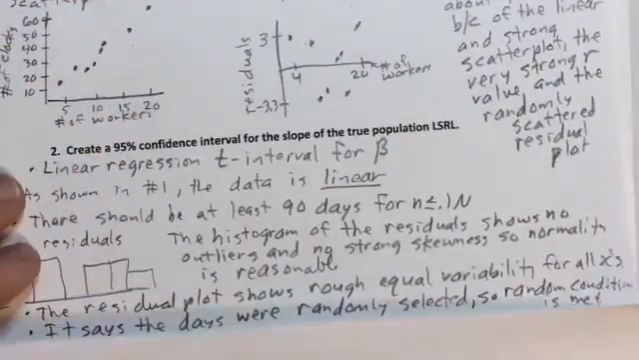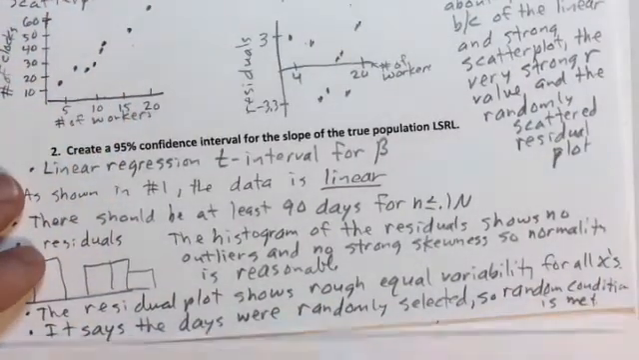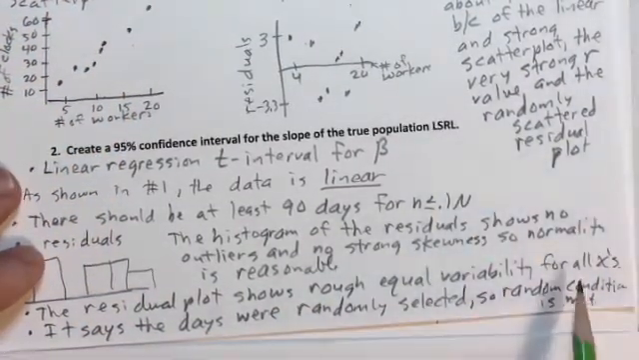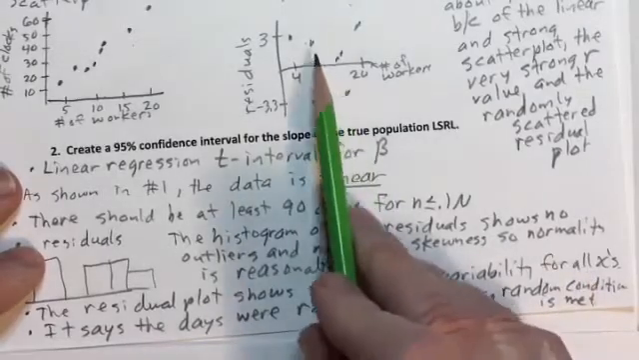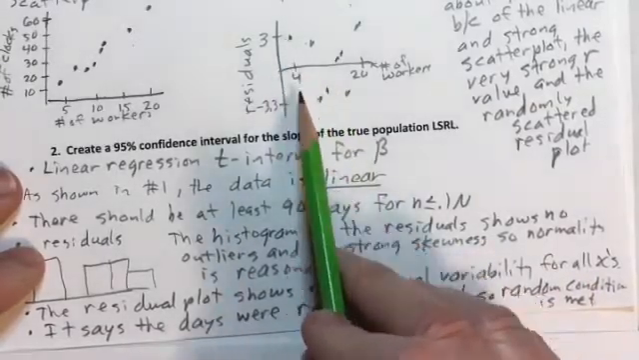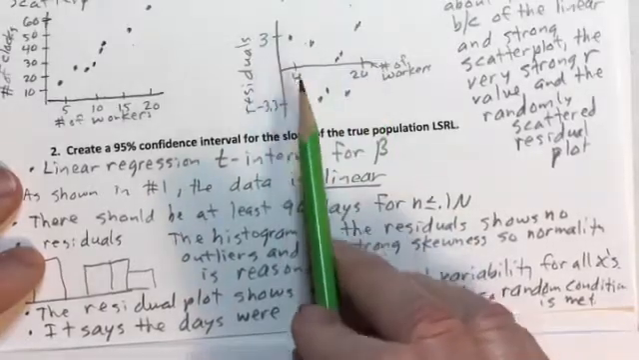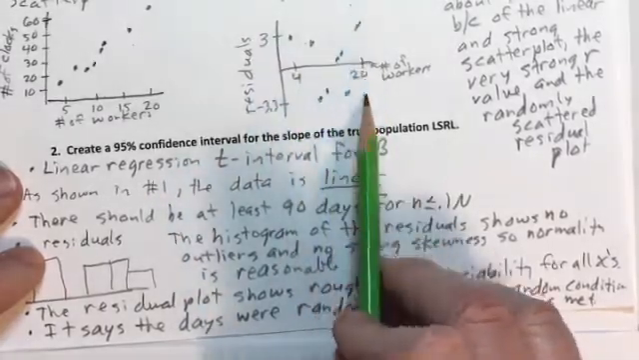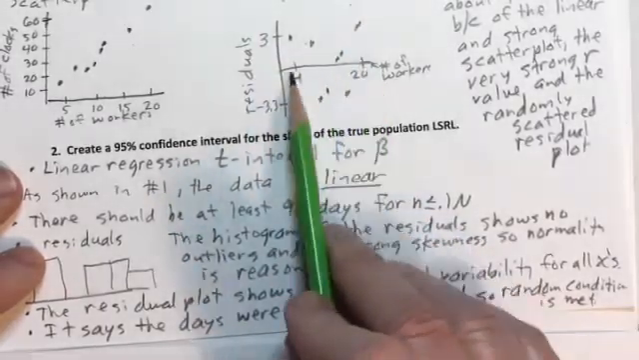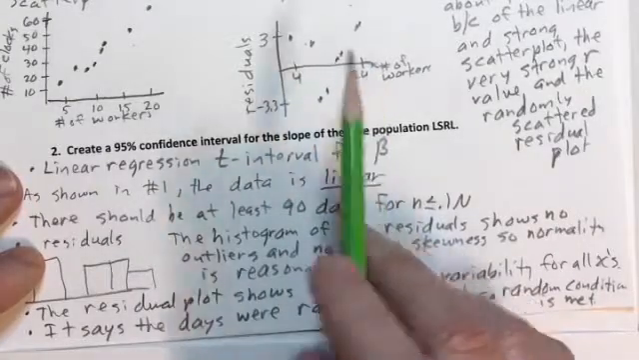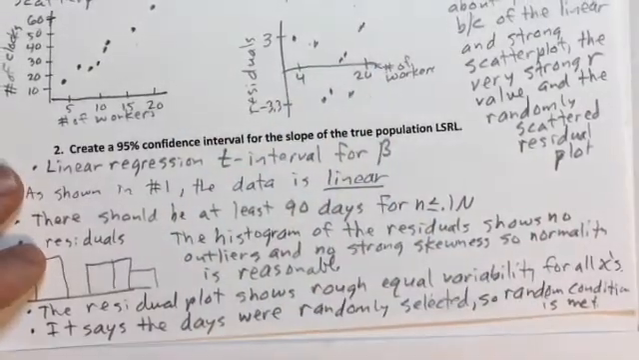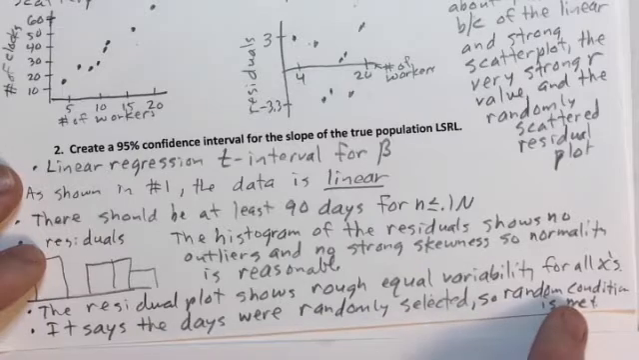Equal variance: the residual plot shows roughly equal variability for all values of X. When you look at the residual plot, the spread is about equal for every value of X from 4 to 20. It's about equal distance from the axis here, and so that would in essence be equal variability. And then lastly, it says the days were randomly selected, so the random condition is met.